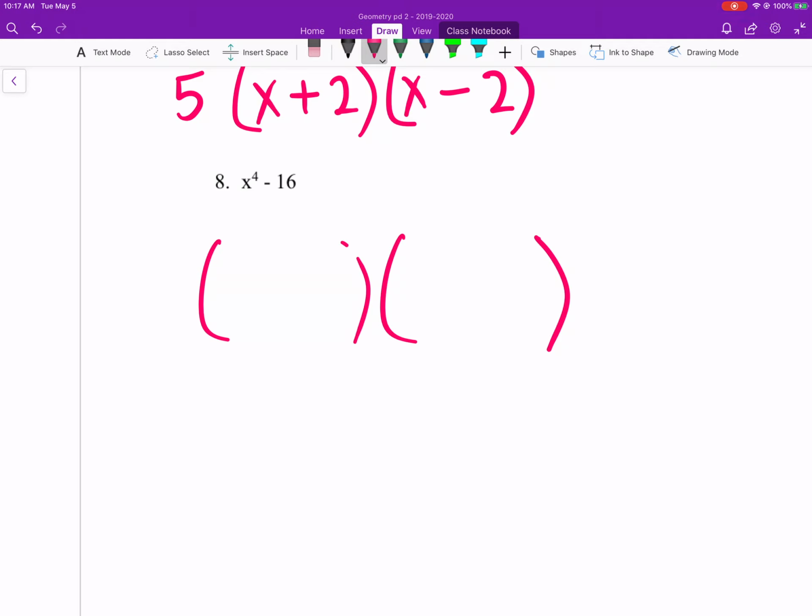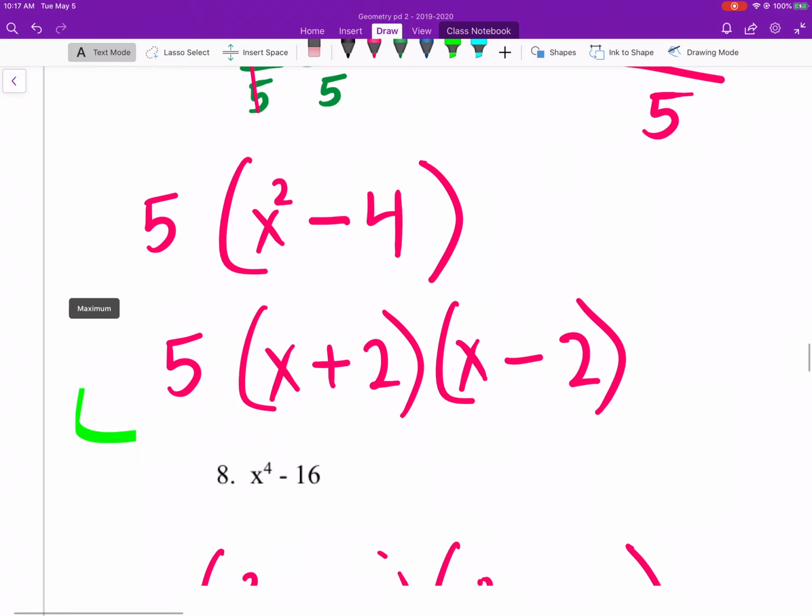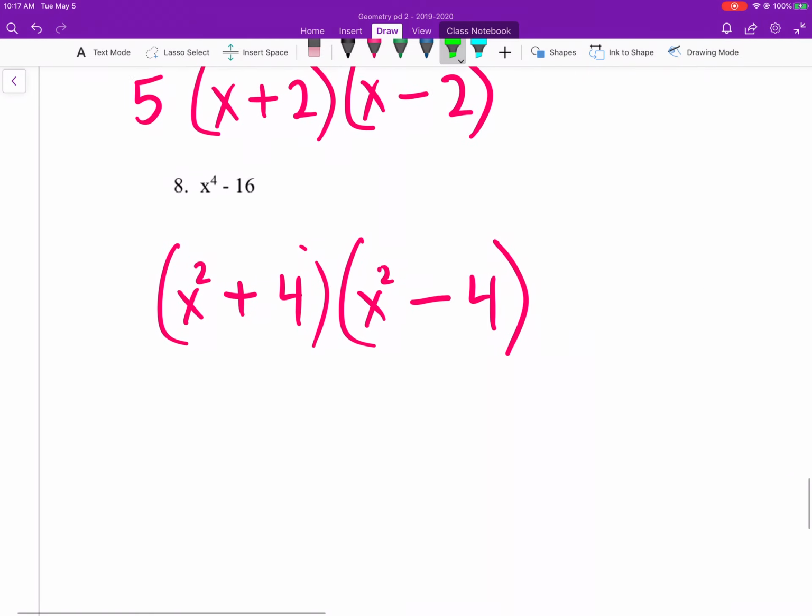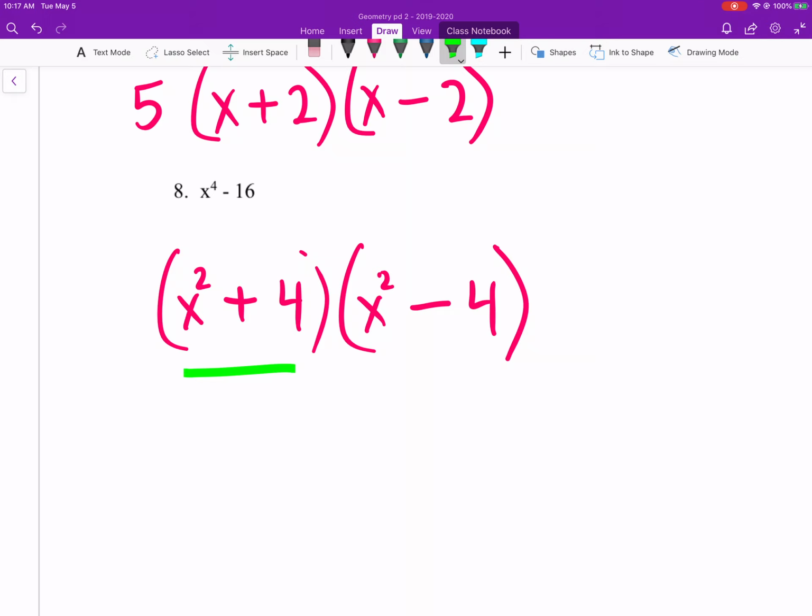So what times itself gives you x to the 4th? That's x squared. What times itself gives you 16? That's 4. One positive sign, one negative sign. And we're not done. X squared minus 4. This right here, x squared plus 4, cannot be factored because there's a positive sign. However, this is the difference, subtraction, this is the difference of two squares, two perfect squares. So you can factor that.